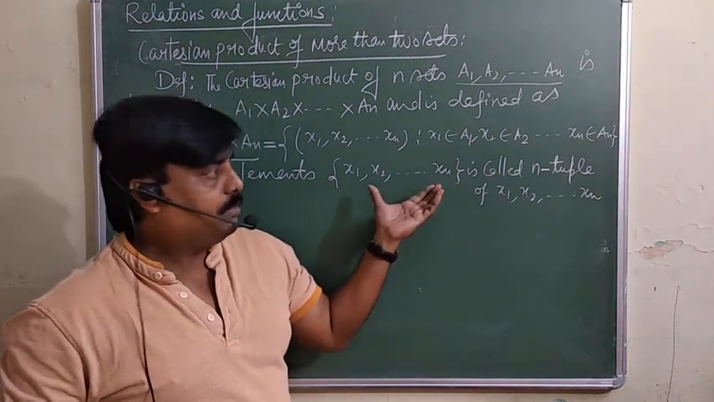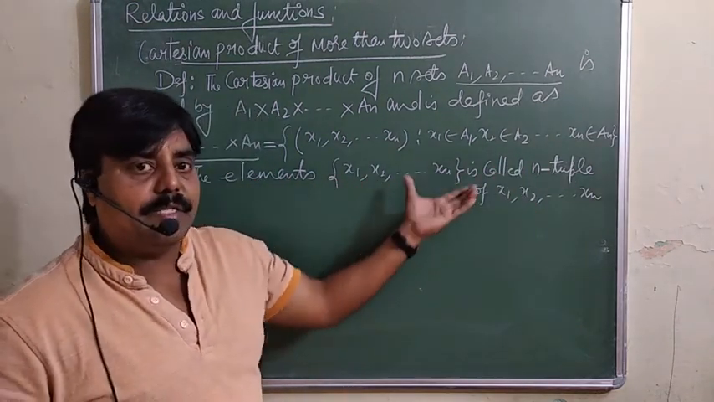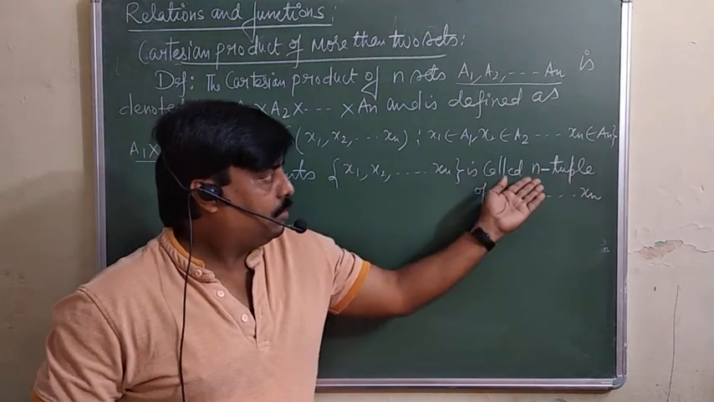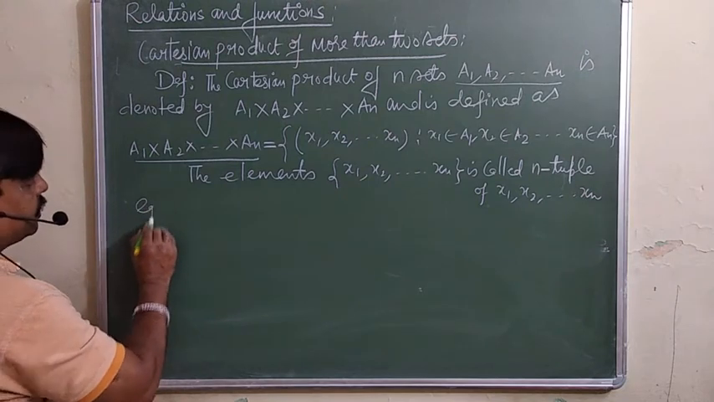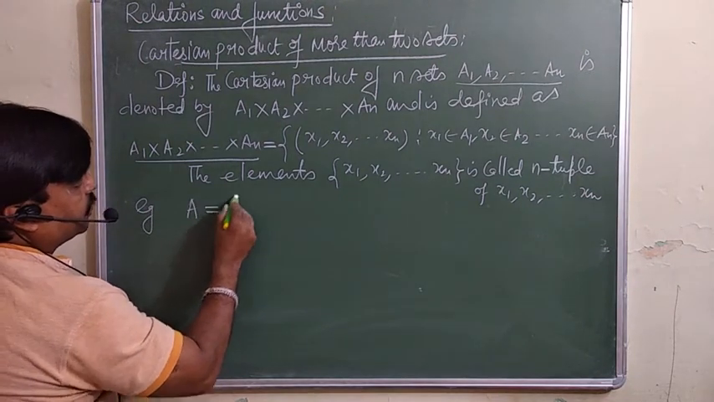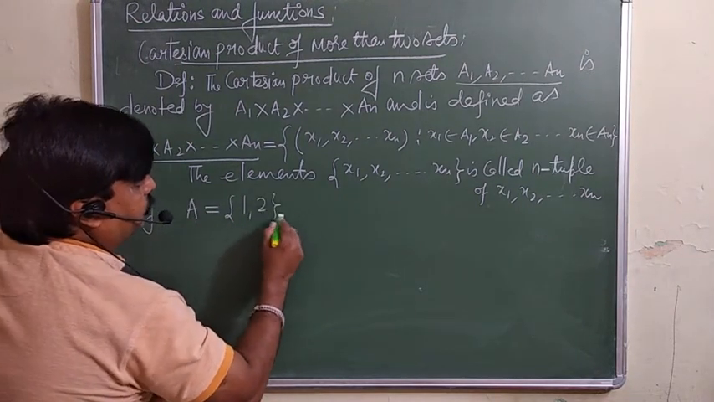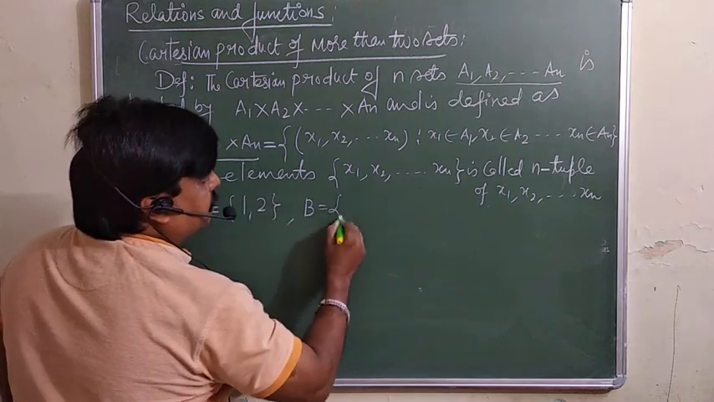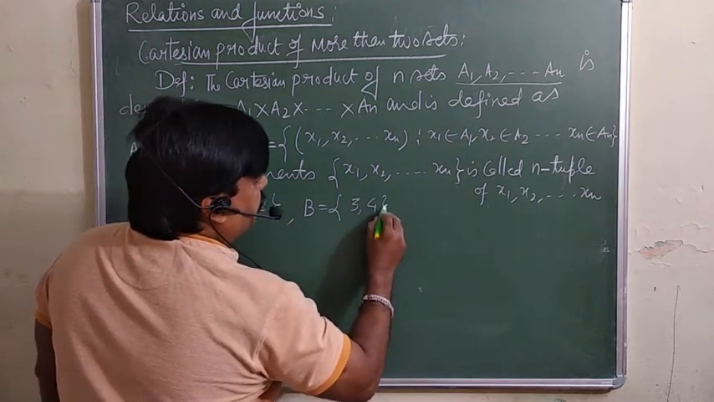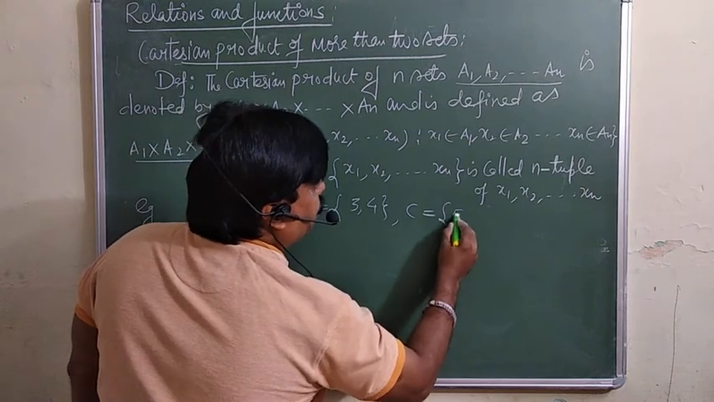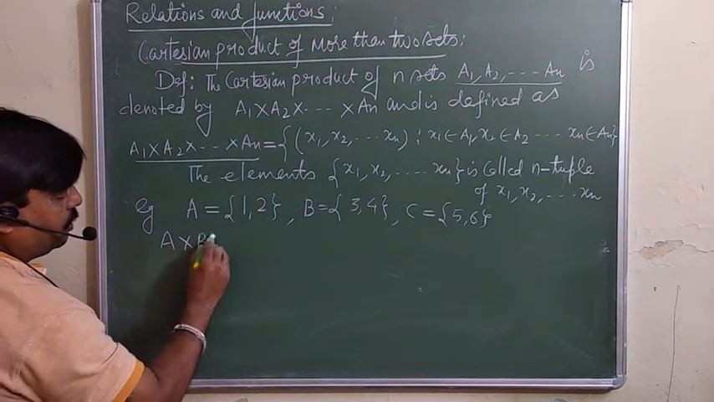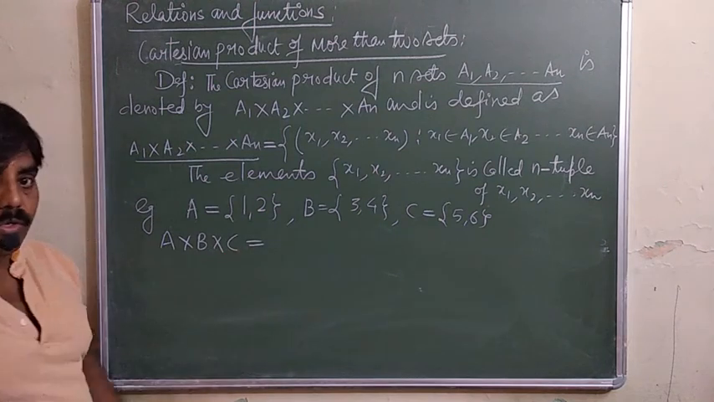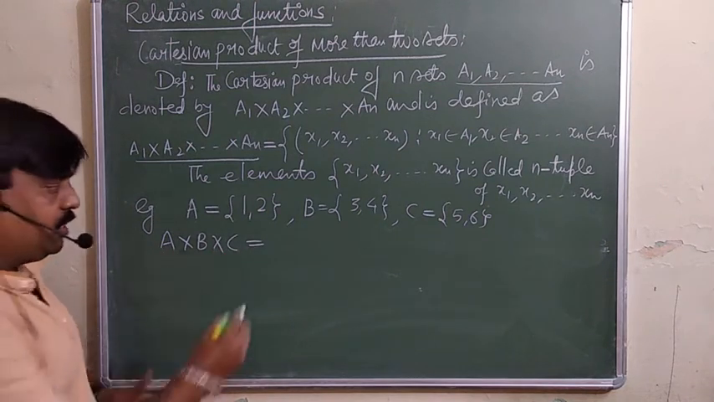Two elements make an ordered pair, and there may also be a 3-tuple, and so on, likewise we call them. Just one example we are taking. Suppose three sets are given: the elements of set A are 1, 2, the elements of set B are 3, 4, and the elements of set C are 5, 6. Now you want to write the triplets of A cross B cross C.